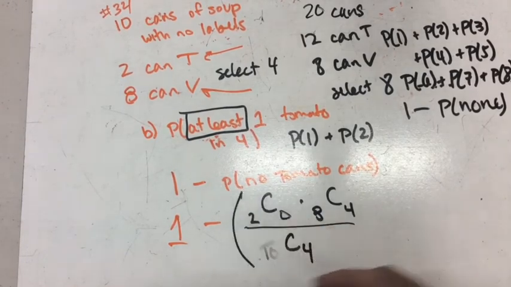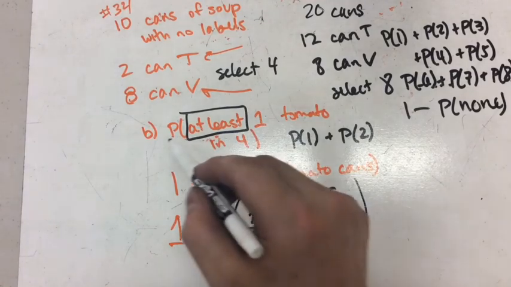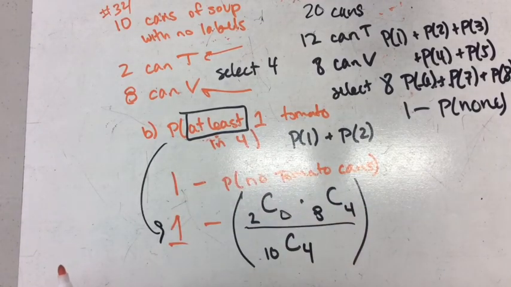Okay? Once you find this, you're going to do 1 minus that to give you the probability of at least 1 can. Okay? I hope this has helped. Let me know if you have questions or comments, and I'll see you tomorrow.